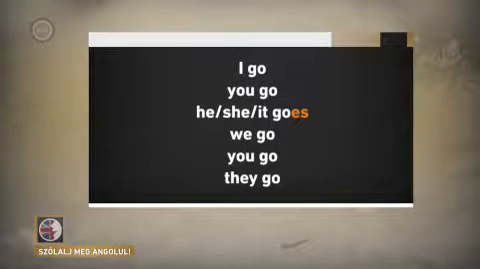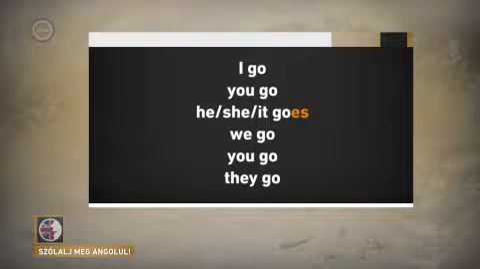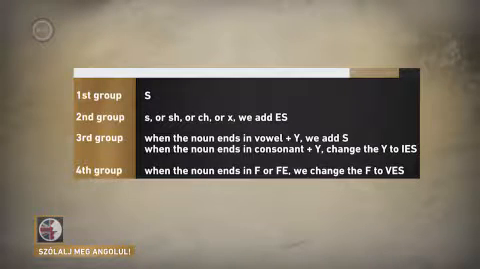Now, what about irregular verbs? Well, the verb to go is irregular. In the third person singular, it changes to goes, like this. I go, you go. He, she, it goes. We go, you go, they go. The verb to go changes to goes in the third person singular because it belongs to a group of irregular verbs. If the verb ends in ss, x, ch, sh or o, then we add es to the third person singular.